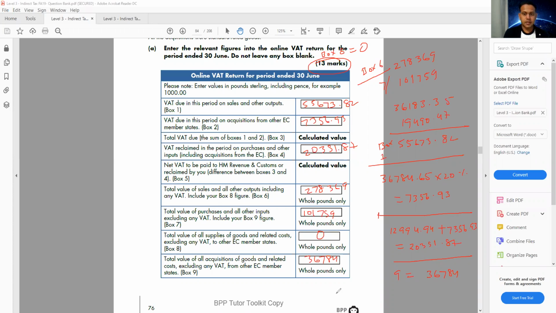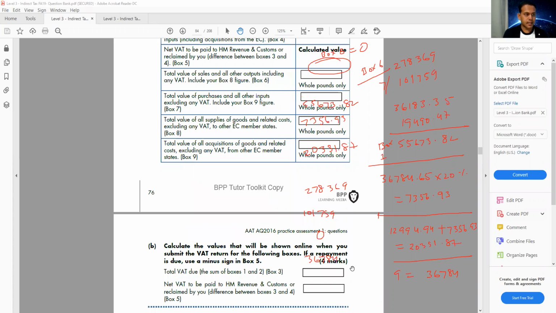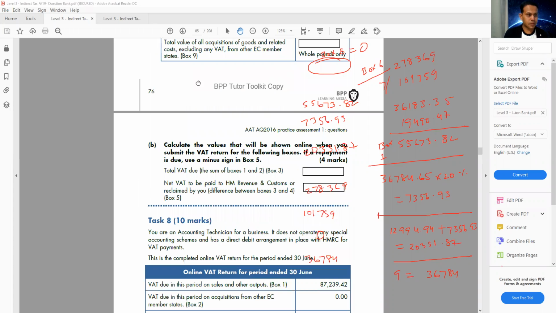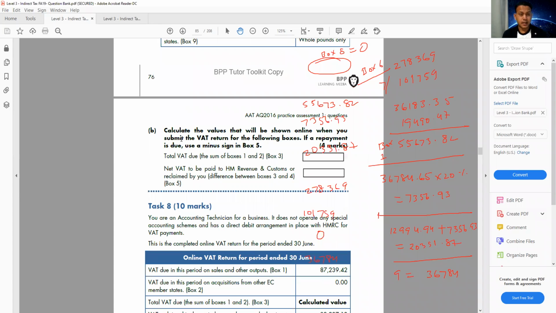The next question is asking, calculate the VAT value. Maybe you can do one thing. You can email me whatever your question is, and I'll tell you exactly what your question is.